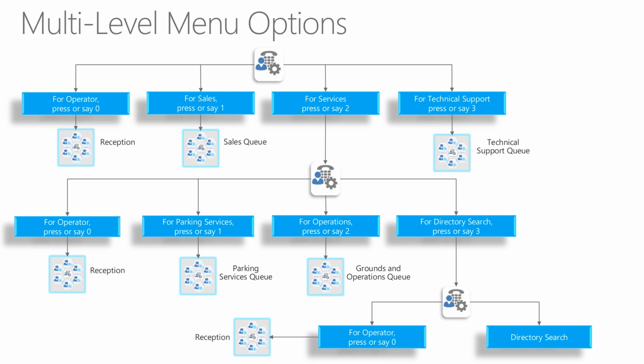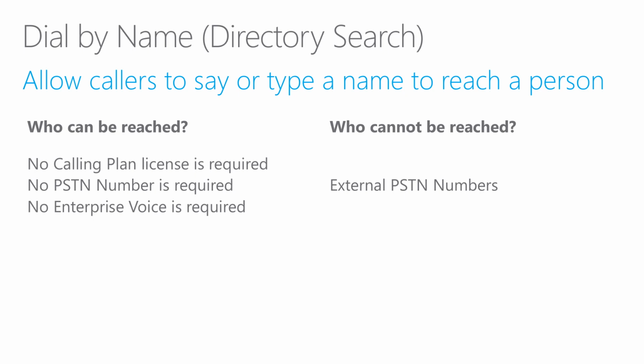We do support multi-level menu options in PowerShell, but it's easier to just have multiple auto attendants linking to each other. If you're doing a dial by name, you can allow callers to say your name or type a name to reach a person. You can reach anyone in your directory.